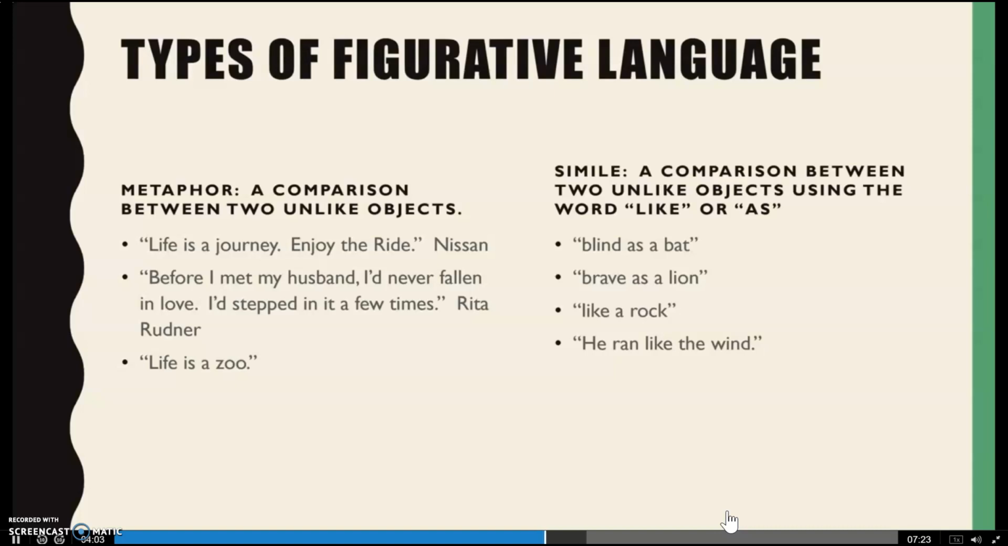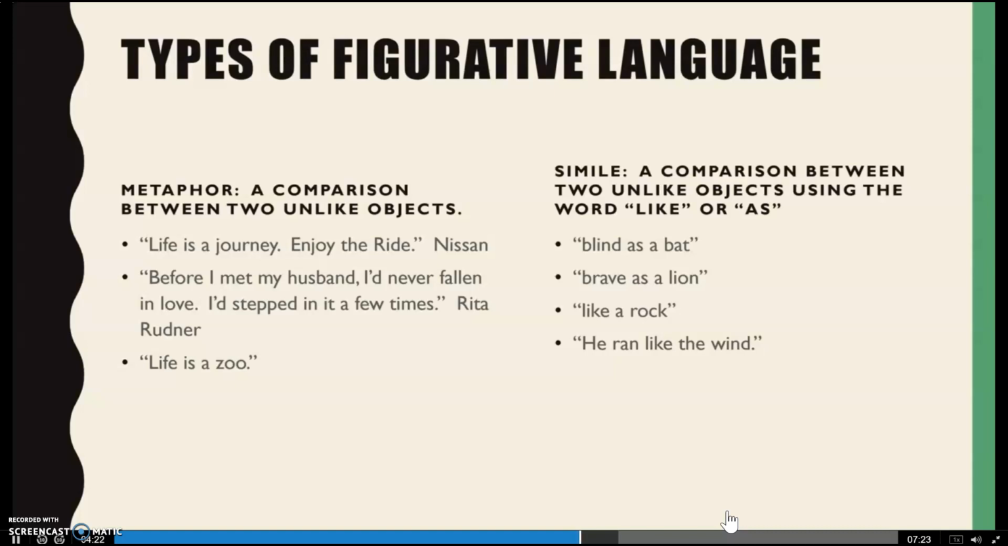Life is a zoo. Okay? Maybe it feels like it, but we know it's not literally a zoo. Okay? So another type of figurative language is very, very much like a metaphor. It's called a simile. Same thing, we're comparing two things that aren't alike, but this time we actually put the word like in it or as, and that's called a simile.